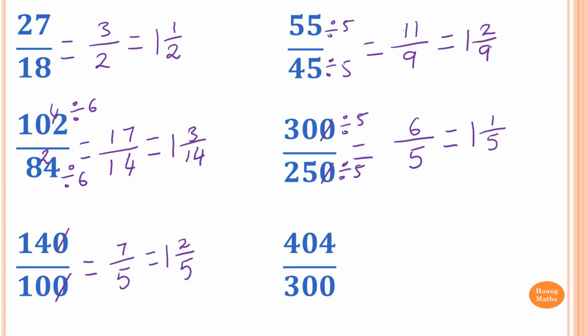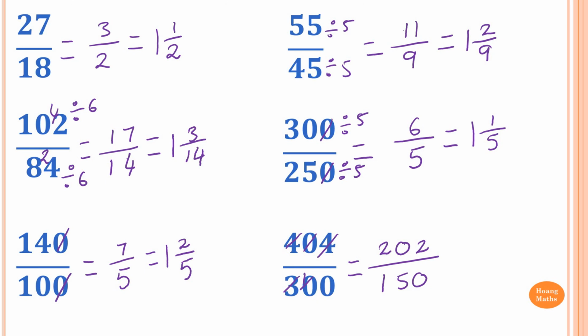404/300. So it's obvious one is I can divide by 2, but it's both divisible by 4. So otherwise you can just halve it. Let's halve it, see what happens. So half of 4 is 2. Half of 0 is 0. Half of 4 is 2 again. Half of 3 is 1, remainder 1. Half of 10 is 5. So the 0, I just write this down. So 202/150.